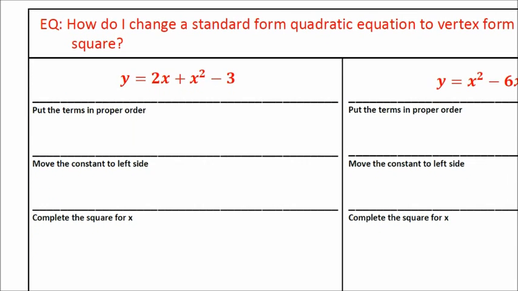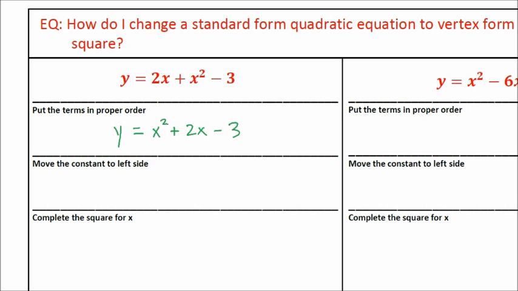Go ahead and write this equation down: y equals 2x plus x squared minus 3. Let's go through the steps of changing this to vertex form by completing the square. Step number 1, put the terms in proper order. Remember, standard form means we've got the squared term first, the non-squared term second, and then the constant is last.